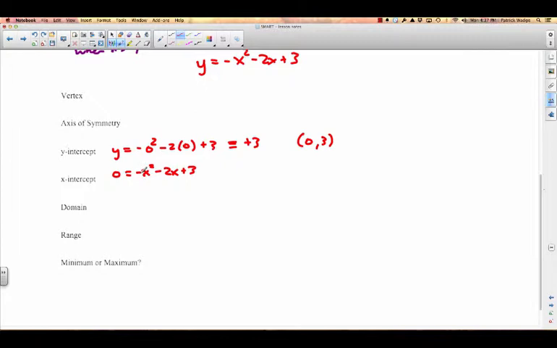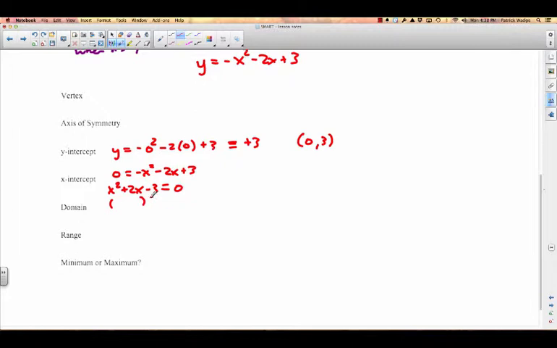How could we make this positive? Let's move everything over to the other side, because remember, we want it to be equal to 0, so we've got to move everything over. This moves over and becomes x squared, this moves over and becomes plus 2x, this moves over and becomes negative 3, and what's left on the right-hand side now is 0. And now we factor.